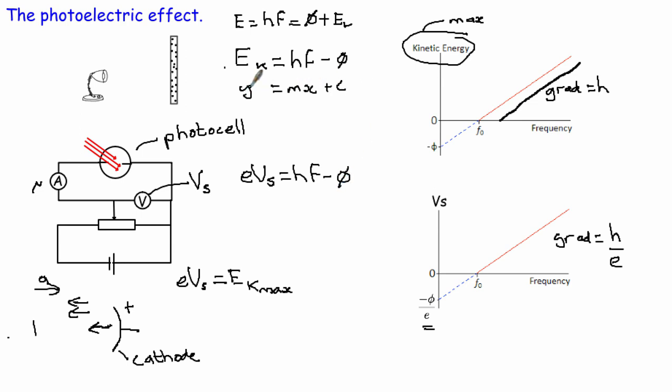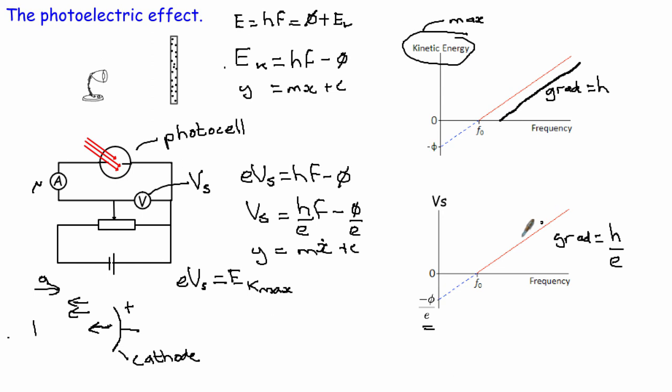So if we look at this, y is plotted on here, but we only want the stopping potential. So what I'm going to do is divide by e. So the stopping potential is equal to h over e times the frequency minus the work function over e. So I've just divided through by the charge of the electron. So if I plot the stopping potential on the y-axis and the frequency on the x-axis, then the gradient is equal to h over e, this thing, and the y-intercept is now equal to the work function divided by e. So it's a very slightly different graph.